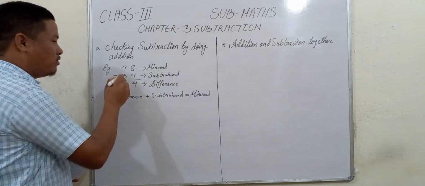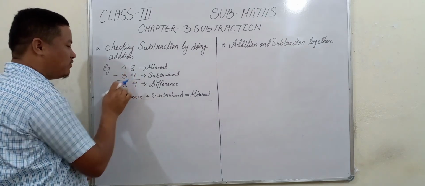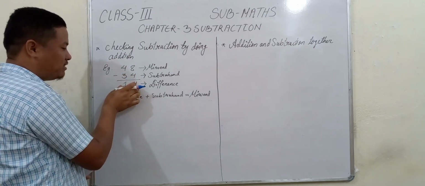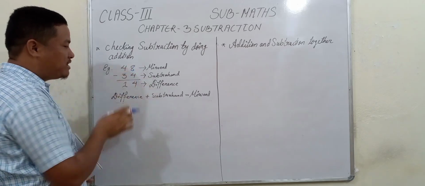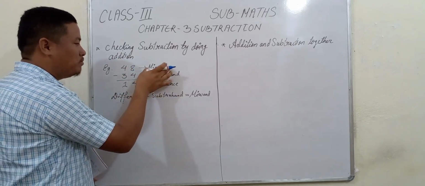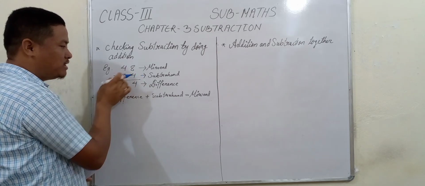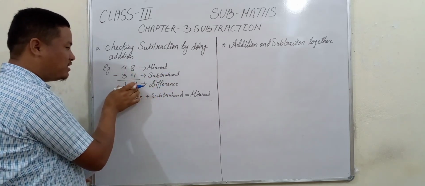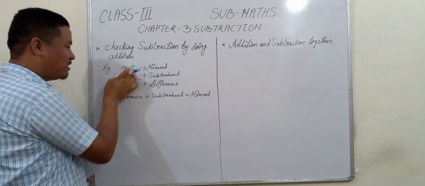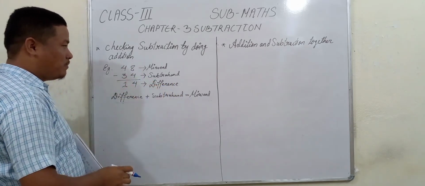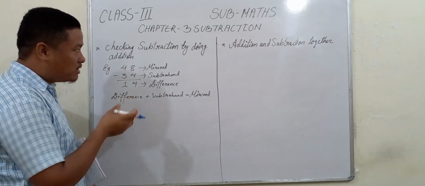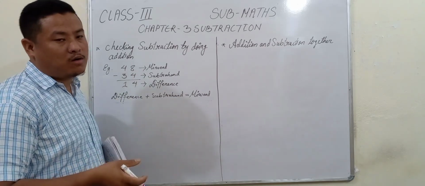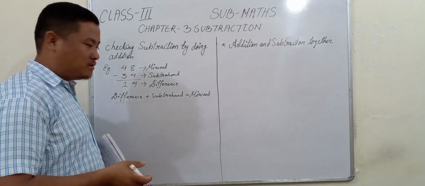See children, 48 minus 34, we have 14. 48 is a bigger number which we call minuend. 34 is a smaller number which we call subtrahend, and 14 is the difference of these two numbers. So let us find out whether our subtraction is correct or not by doing addition.